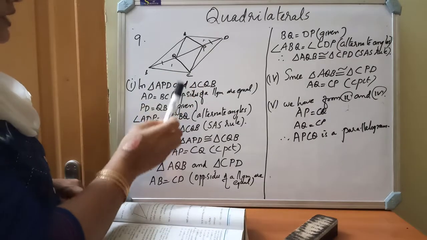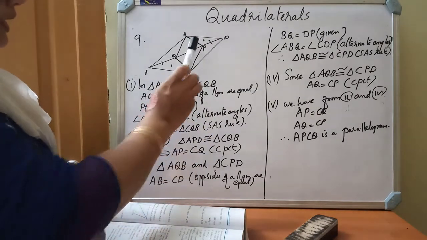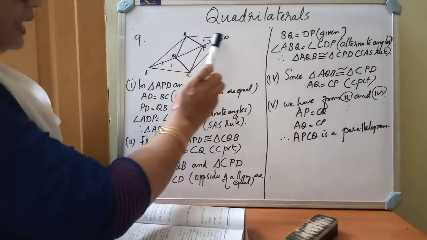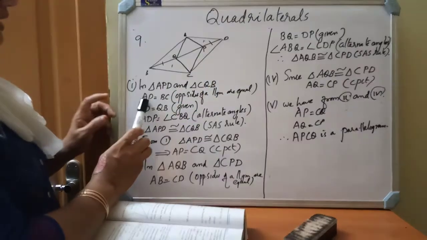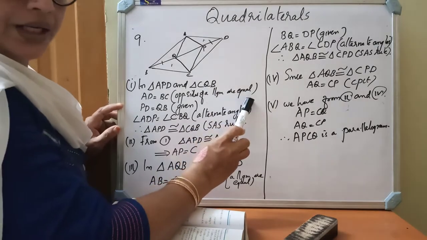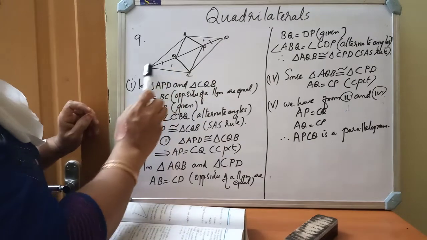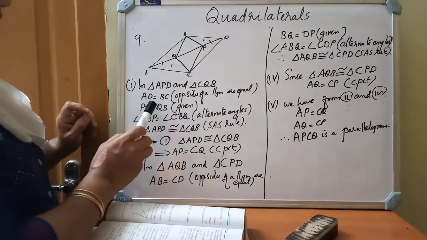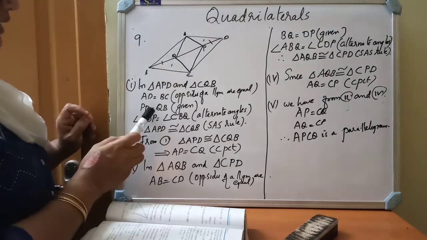AD equal to BC because they are opposite sides of a parallelogram. AD and BC are opposite sides of a parallelogram. So first case AD equal to BC, opposite sides of a parallelogram are equal. Second you see PD equal to BQ, that is given in the question diagram. These two sides are equal, they are already given.